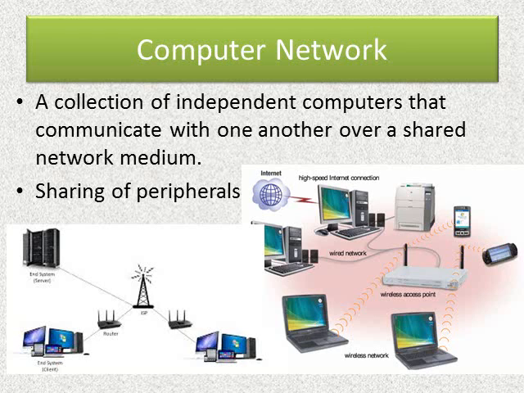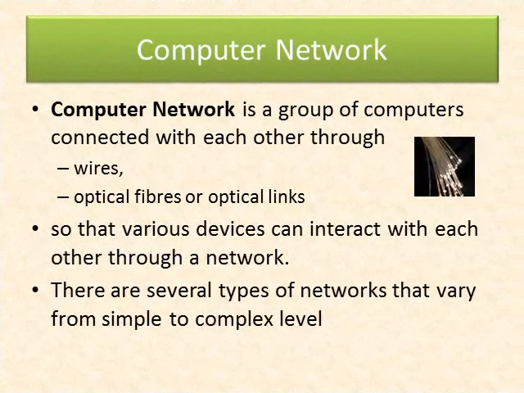So we can say a computer network is a group of computers connected with each other through wires. Physically they are connected. Network cable connects one computer to another computer, or it could be through optical fibers or optical links. So you are using either wires or optical fibers or optical links or even satellite connection, so that various devices can interact with each other through a network. Not only another computer, you can have a printer which is shared by the computers in the network.